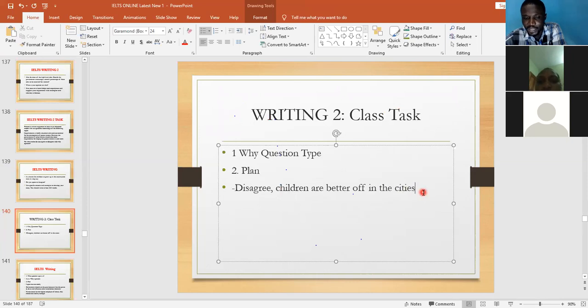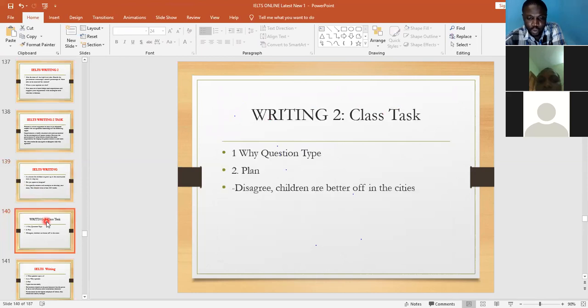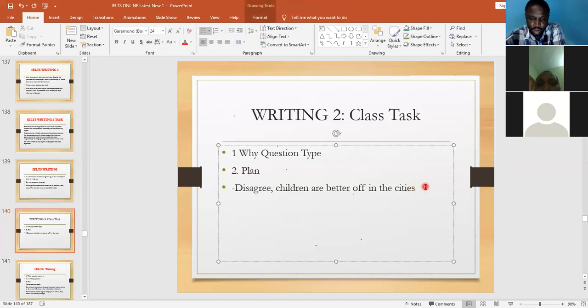The first thing is to identify the question type, and this was the question, and we've identified it as a why question. Then the next thing is to plan, and we have taken a position that children are better off in the cities. So Toke, what are the points you would use to support the fact that children are better off in the cities than in the countryside? Mary, you can also contribute.